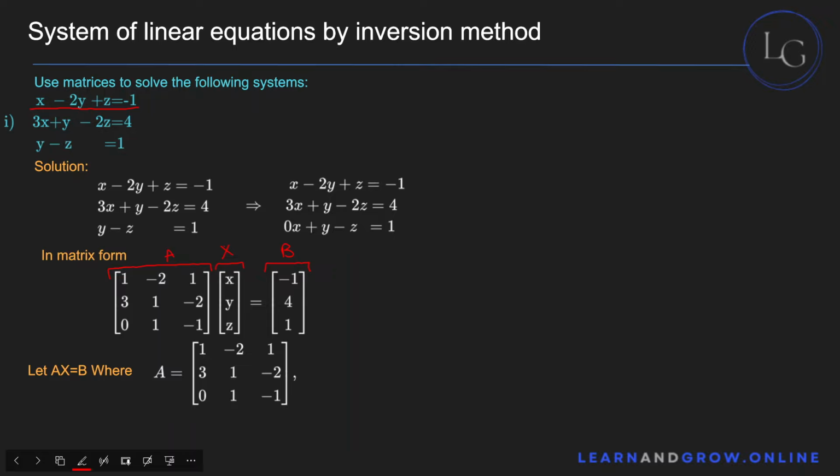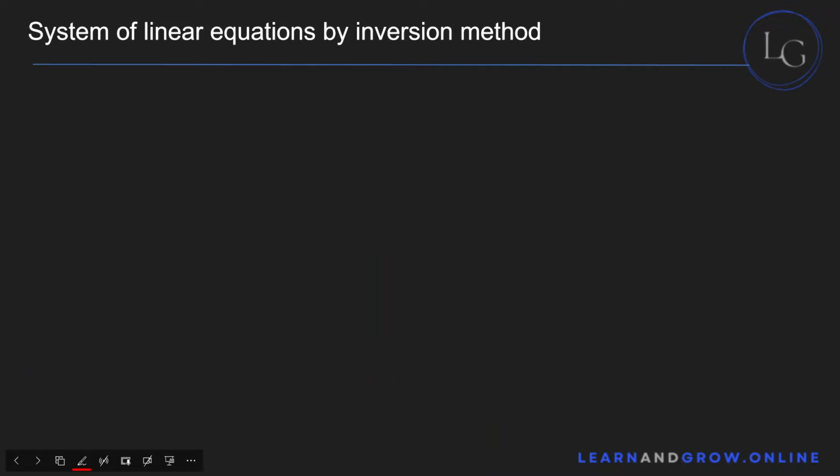Now, what you'll do here is you have to find the values for X, Y, and Z. So you'll take A on the other side and it becomes A inverse B. So to find the variables to solve the system of linear equations, you must find A inverse B. And you'll call that equation 1.